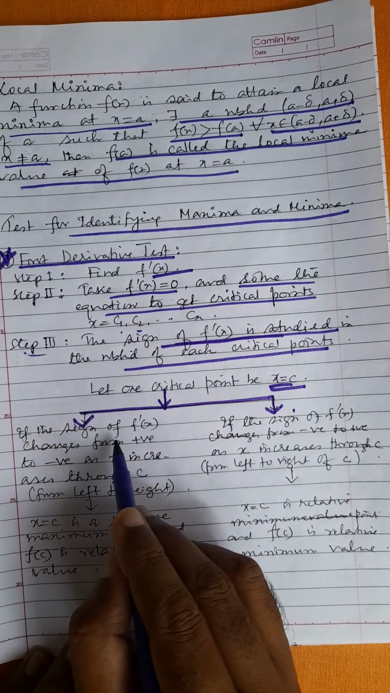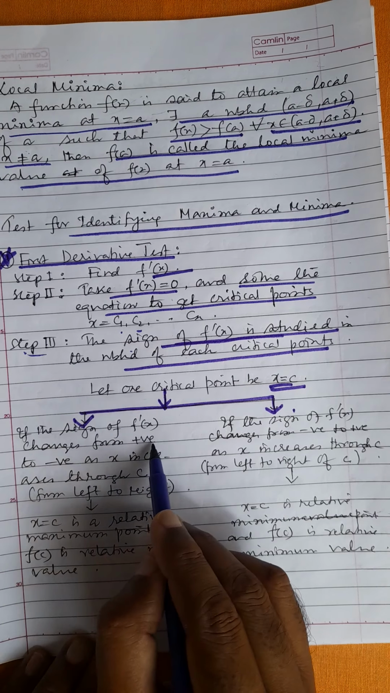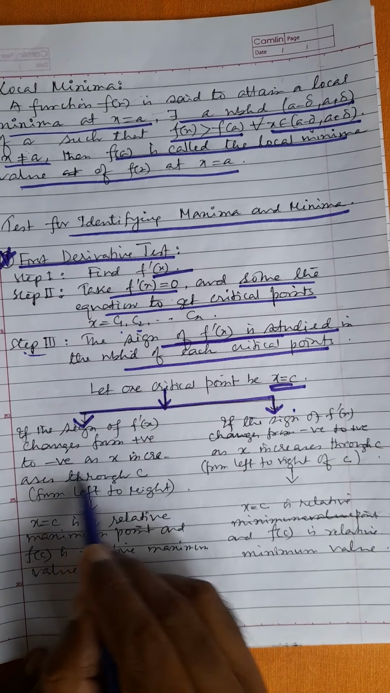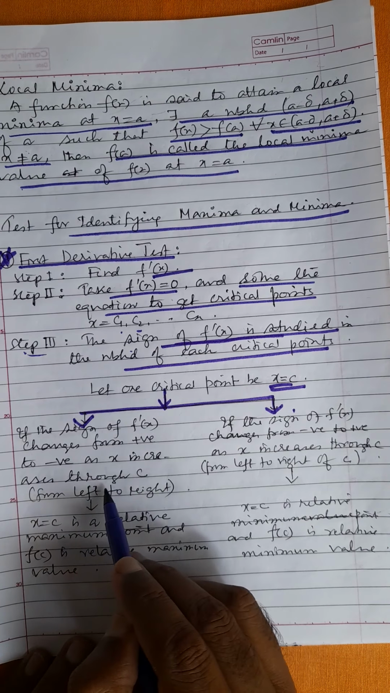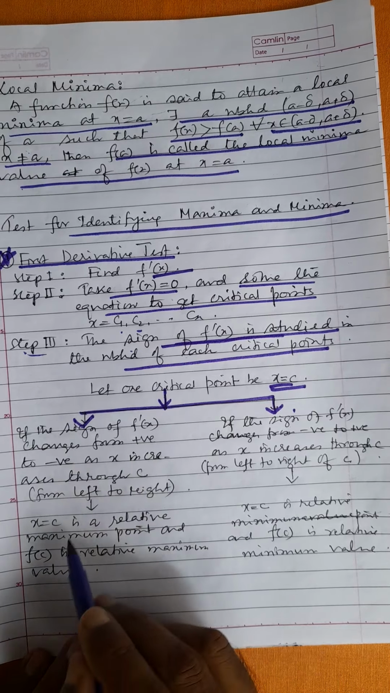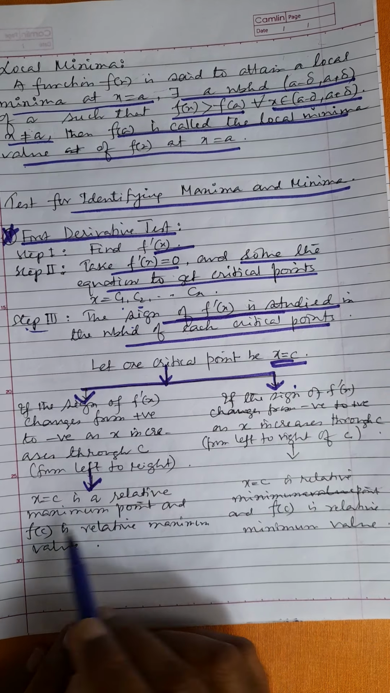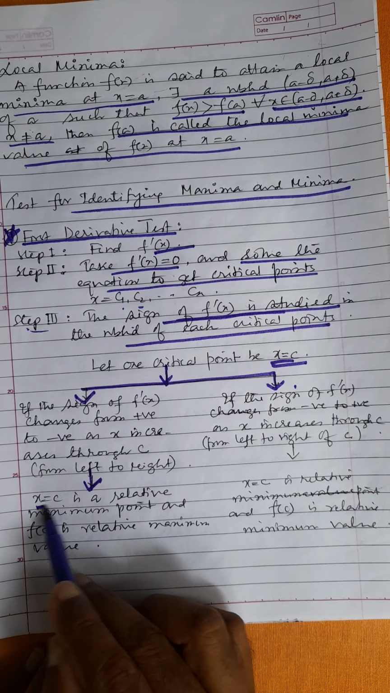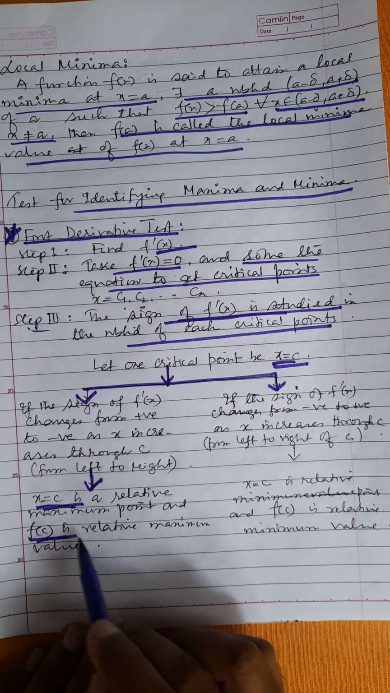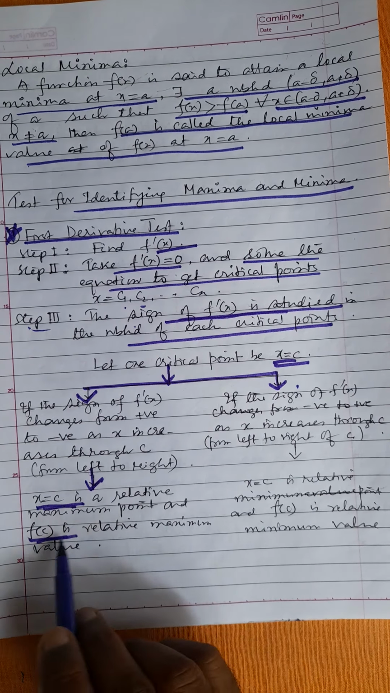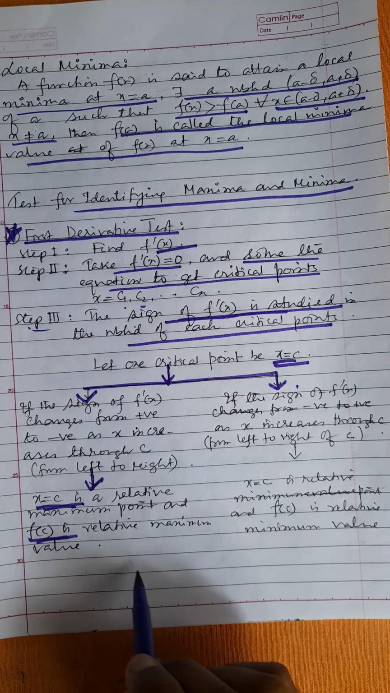One is if the sign of f'(x) changes from positive to negative. Then, as x increases through c from left to right, x = c is a relative maximum point, and f(c) is the relative maximum value. x = c is called the relative maximum point, and f(c) is the relative maximum value.